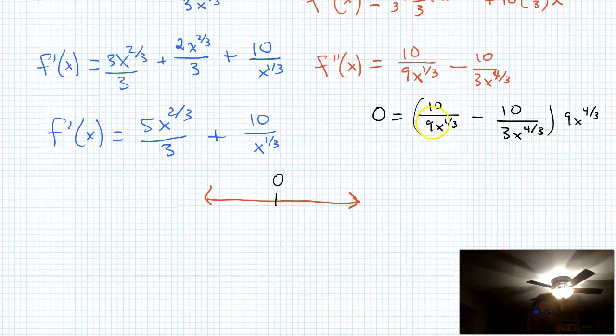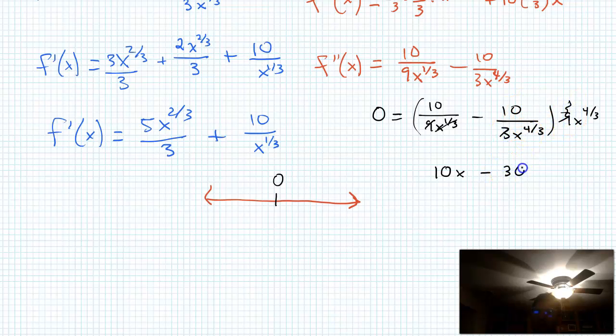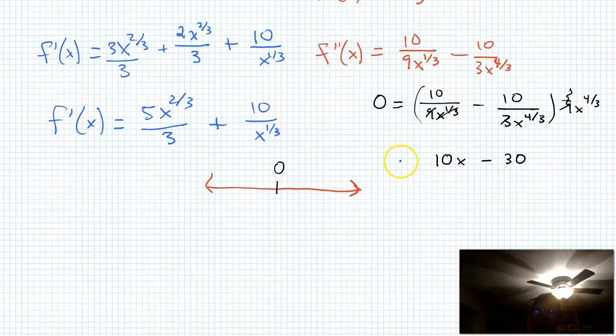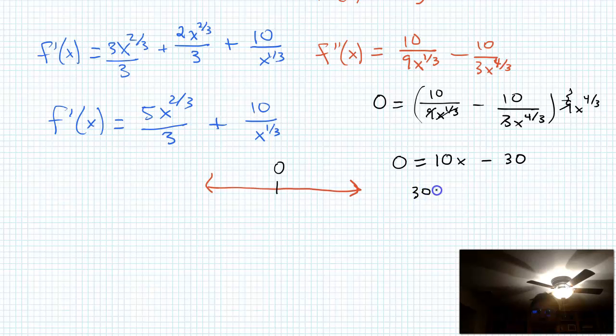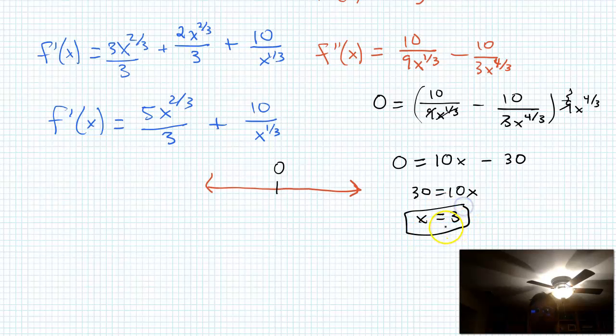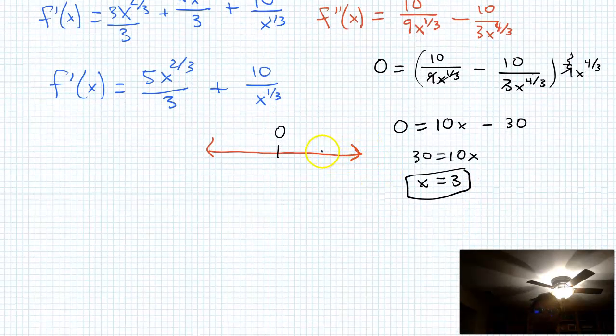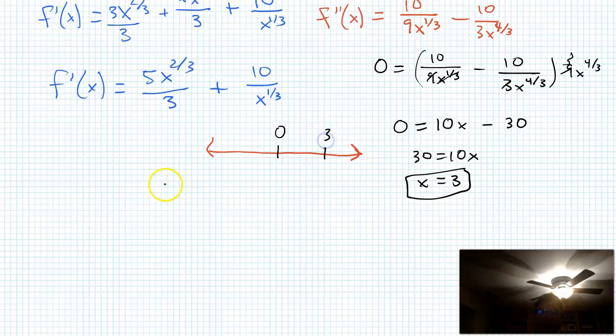That'll cancel this out and that out and leave me with just 10x there. Minus, cancel this out, and leave me with 3 times that, 30. Oh my gosh, look how nice that is. 30 equals 10x, x equals 3. Some heavy duty algebra. So we'll test 0 and 3.